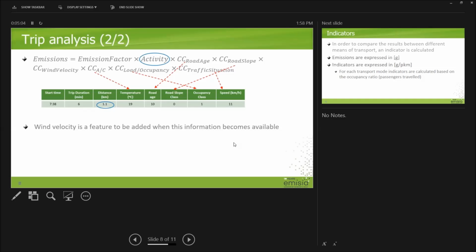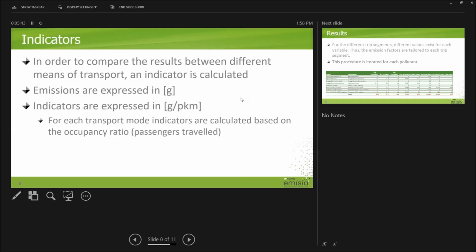We see here that the emissions are calculated using an emission factor, the activity, which in our case is the distance traveled, and then there are a number of factors affecting all the emissions. So we have the road age, which in our case is 10. And you can see which emission factor corresponds to which parameter in our case. The only parameter that is not available now is the wind velocity, which will be added when this information becomes available.